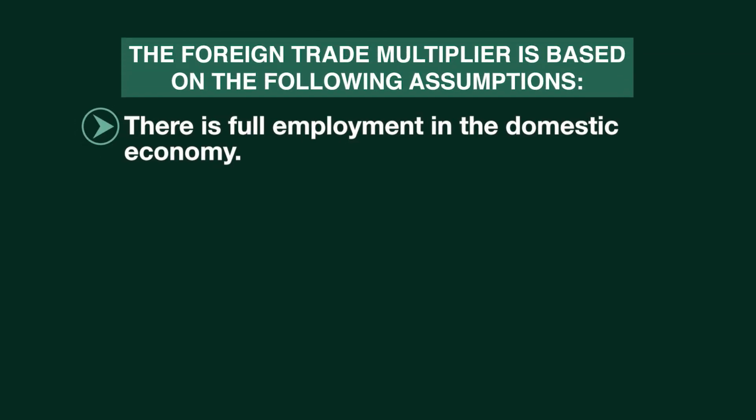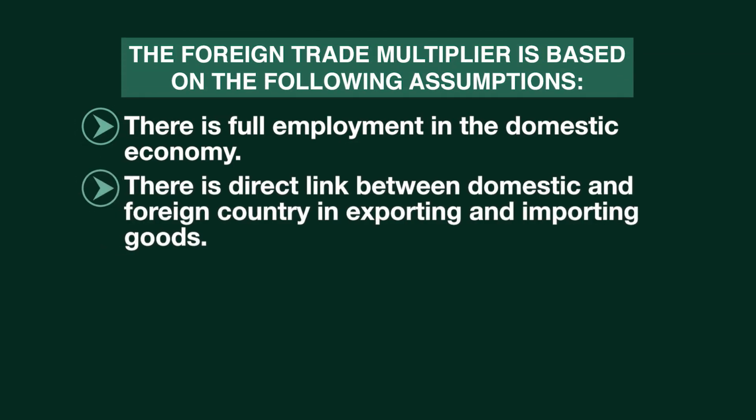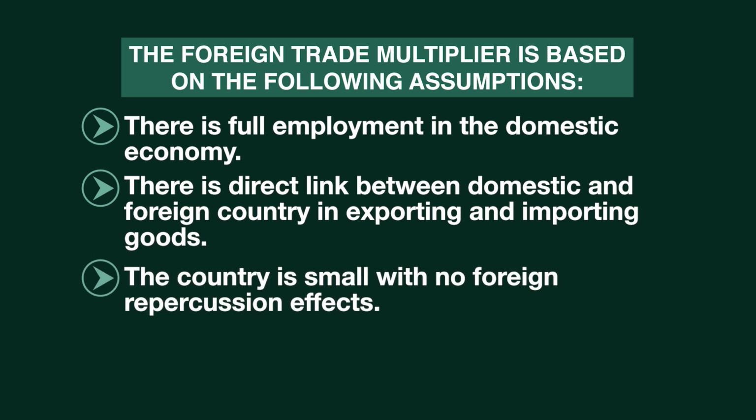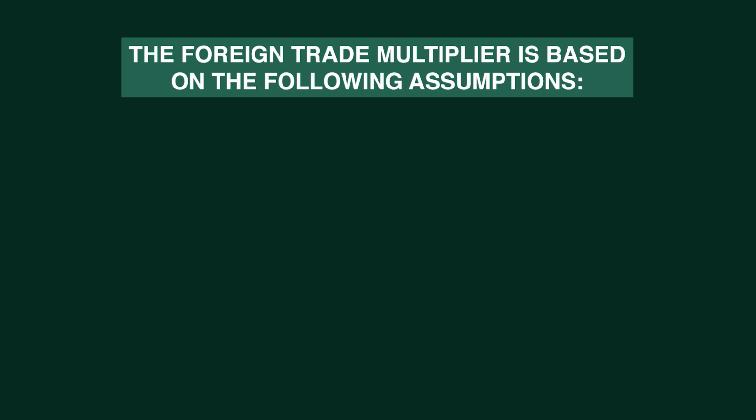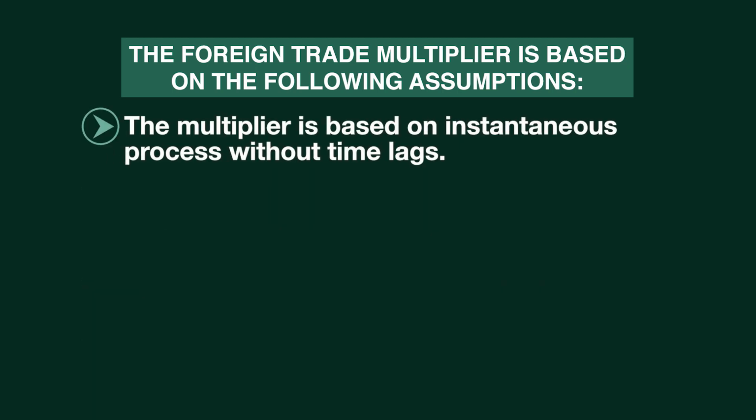Now for this multiplier process to happen, we have considered the following assumptions. That there is full employment in the economy, that there is a direct relationship between domestic and foreign country exporting and importing. The country is a small economy and there is no repercussion effect. We considered there is a fixed exchange rate system. And there is no lag in the process, that is, the multiplier is an instantaneous process.